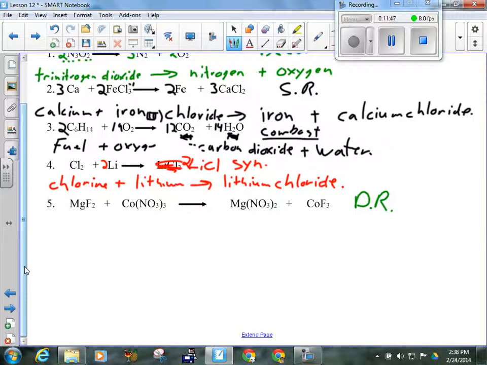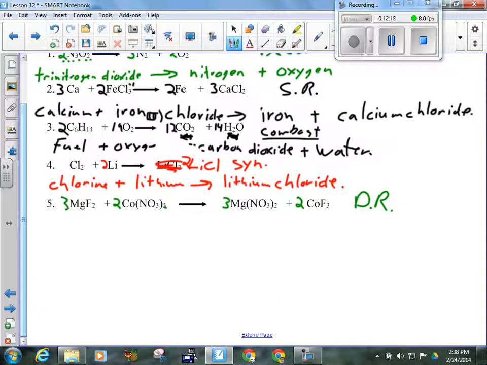How many nitrates over here? 3. This 3 here means everything in the brackets there's 3 of. There's 3 nitrates. How many nitrates over here? 2. Again, lowest common multiple of 2 and 3? 6. So I need to multiply this side by 3 and this side by 2. Now my nitrates balance. That gives me 2 cobalts, so what needs to go here? 2. And this gives me 3 magnesium, so I need to go over here and make this 3.